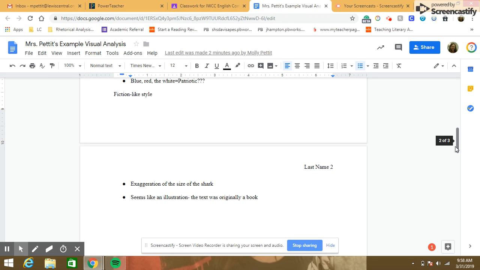So this is a good strategy to use to help keep you organized and really break down the features of your picture. You do not have to do this, but again, I would highly recommend that you do.